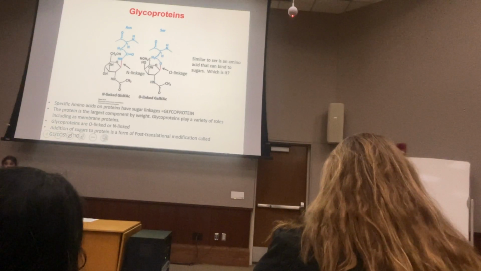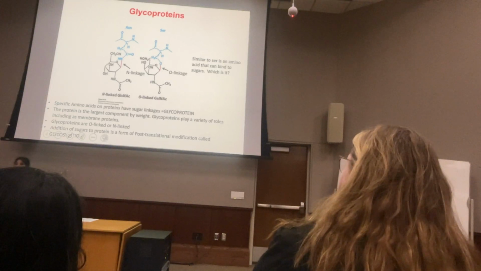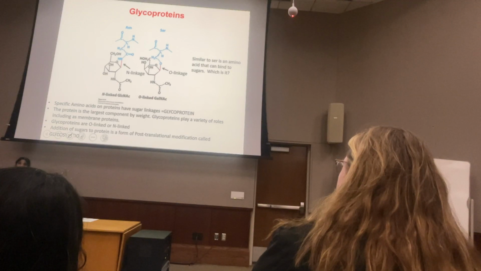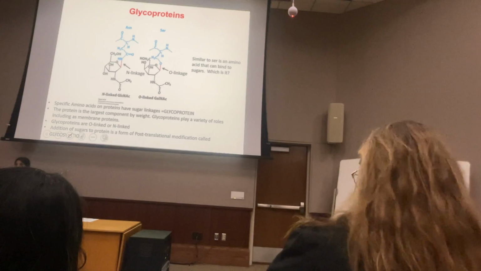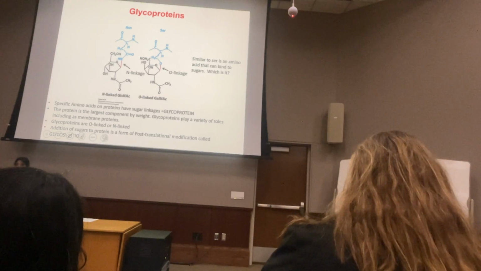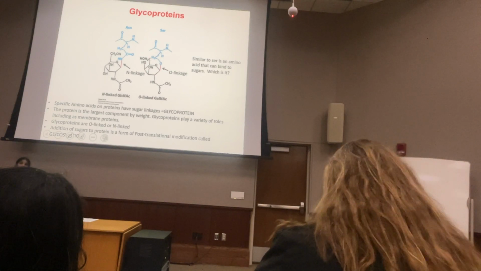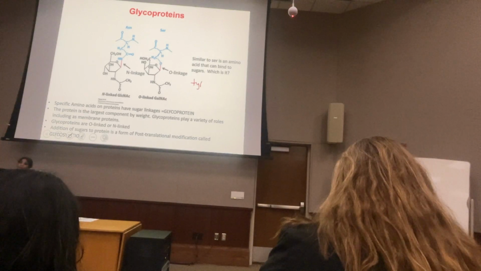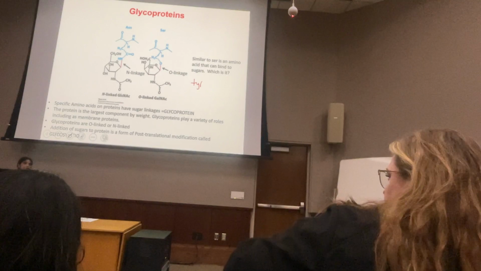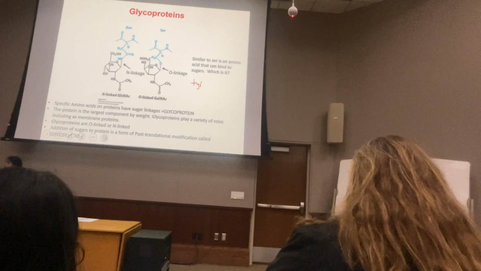Can you think of other areas where you can have an O-linked bond between a protein and a sugar group, other than serine? What else? Yeah, tyrosine. That would be another one. It has an OH group, so you can see it. Okay? And they can also be N-linked as well.